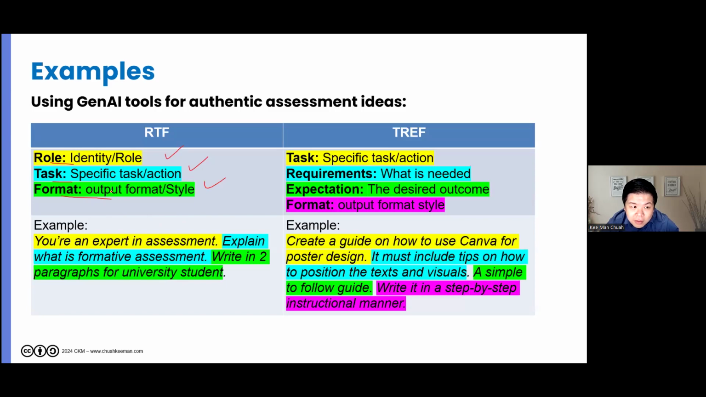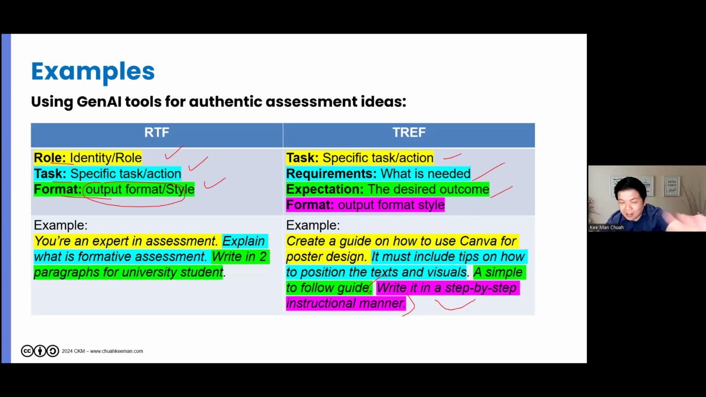This is output, meaning what do you expect them to produce? What do you expect ChatGPT to produce for you, right? Whether it's step-by-step, like this, write it in a step-by-step manner, or just a paragraph. So be more specific in the task, what is needed, and then the desired outcome. If you follow this kind of format in prompting, you will get more meaningful output from ChatGPT, Gemini, and all this. If you make it open, like design an assessment for this, it will be so open, all right?